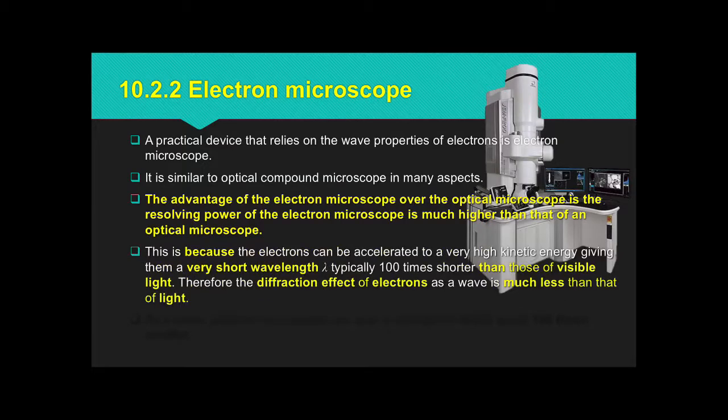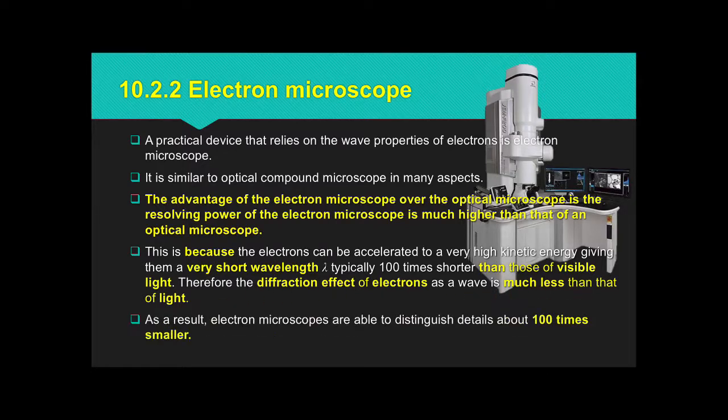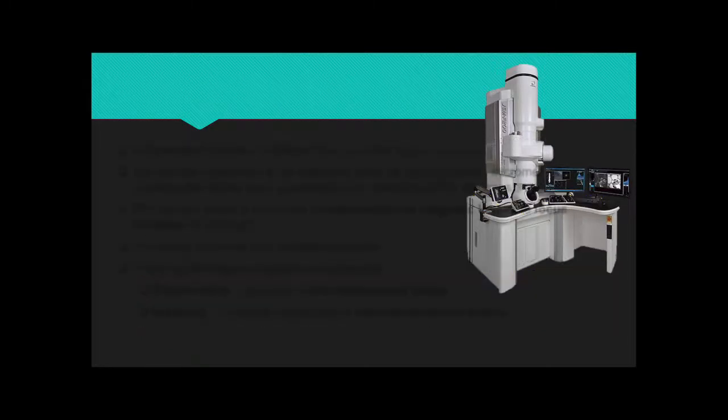And this is because the electrons can be accelerated to very high kinetic energy, which will give them a very short wavelength, typically 100 times shorter than those of visible light. So we can see the diffraction effect of electrons to be much less than that of light. And as a result, the electron microscope can distinguish details about 100 times smaller.